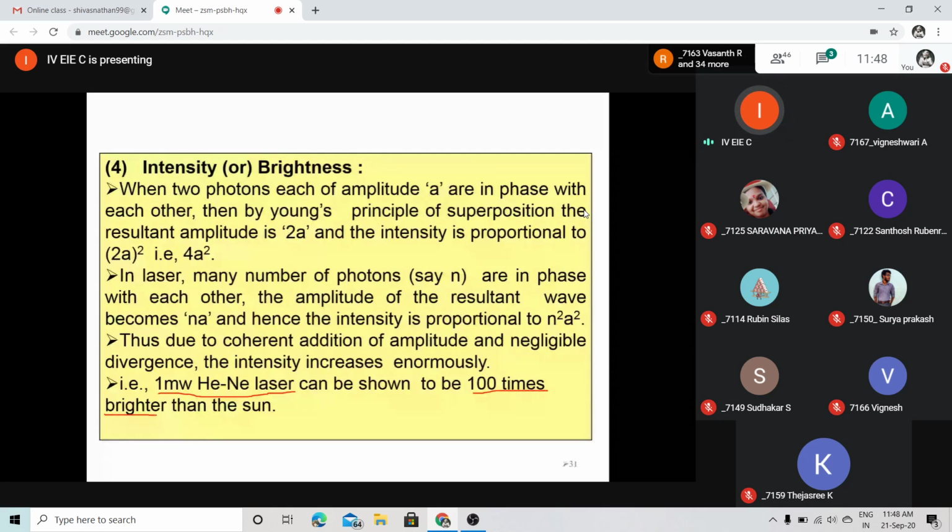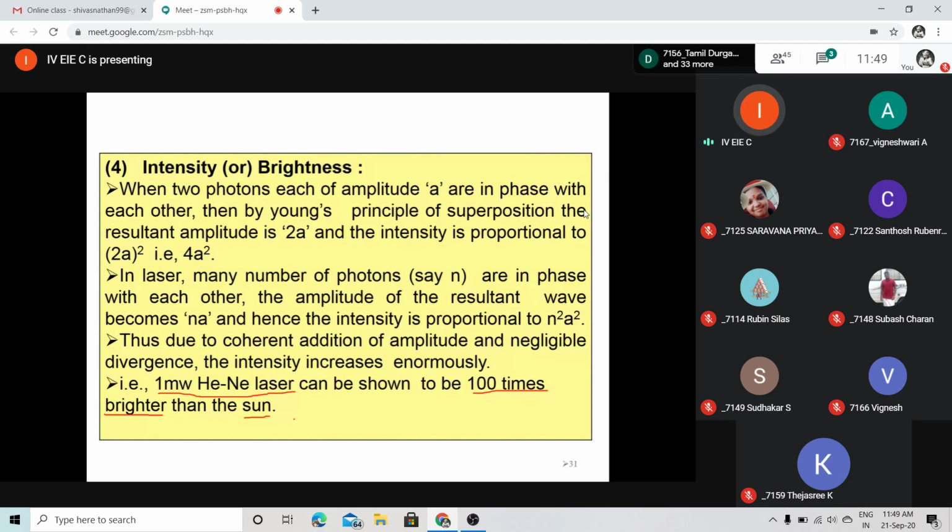What you need to understand is that the properties of a laser, monochromaticity, directionality, divergence and the rest, are all related. Intensity and brightness are related to directionality and divergence. Directionality and divergence are related to monochromaticity. Monochromaticity is again related to the coherent nature. Clear? So all these four parameters are interdependent.